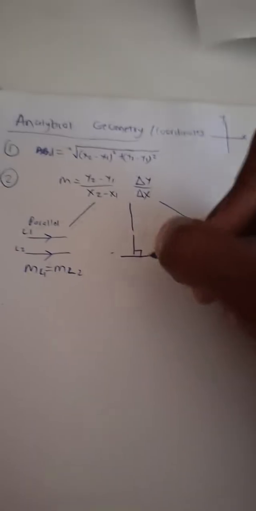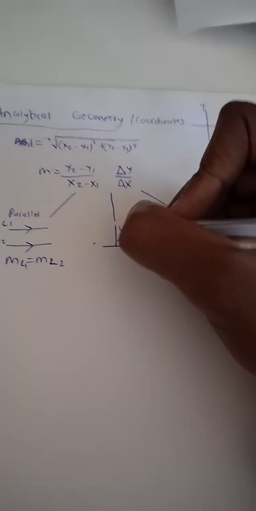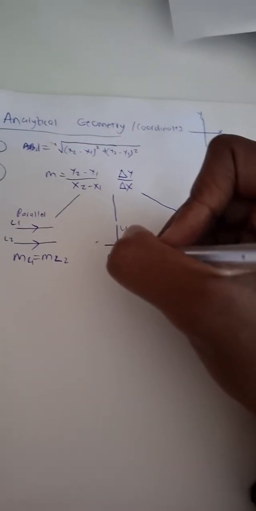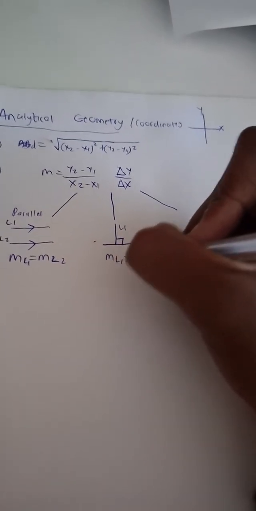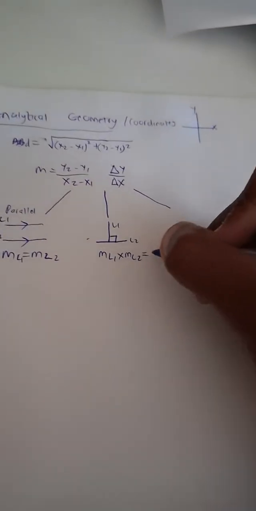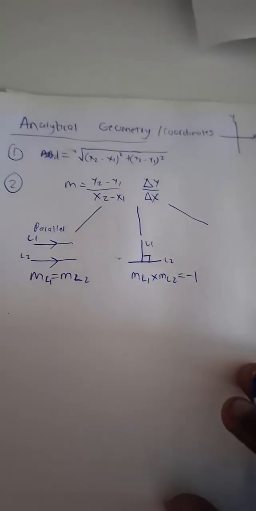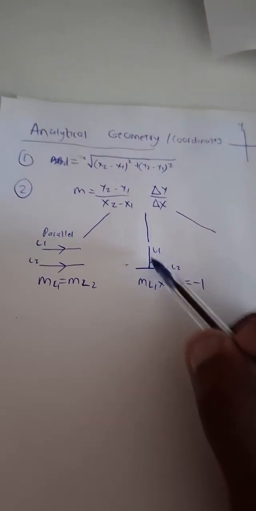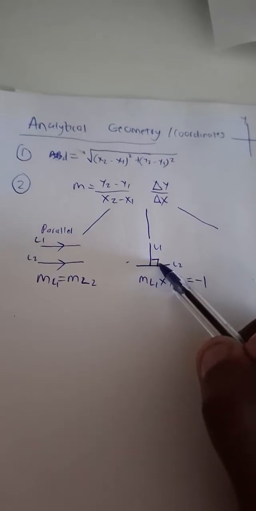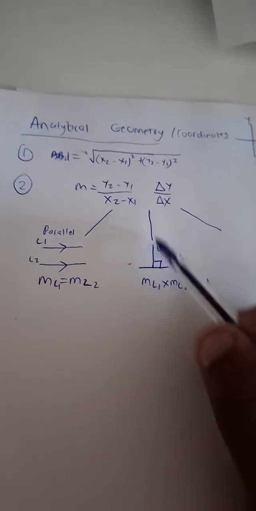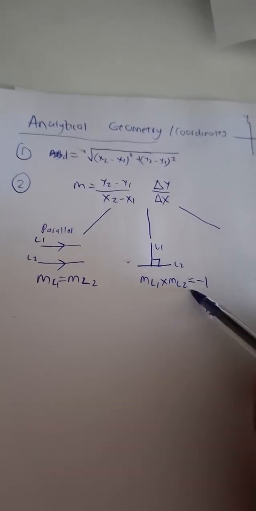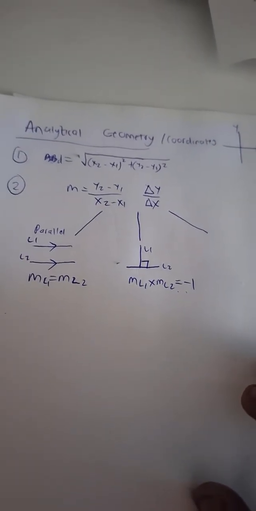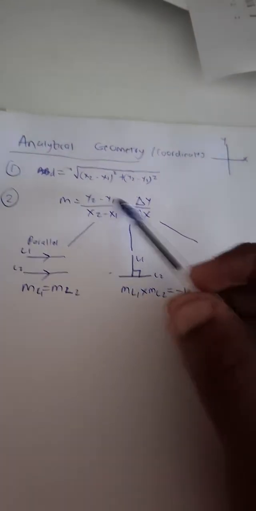Then for perpendicular lines, line 1 and line 2. What do we know about perpendicular lines? The product of the gradients gives us -1. If line 1 is perpendicular to line 2, in other words, these two lines intersect at 90 degrees, then we know that the product of the gradients should give us -1. Okay. That is very important under gradient.